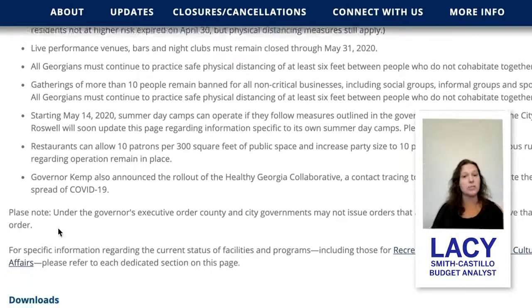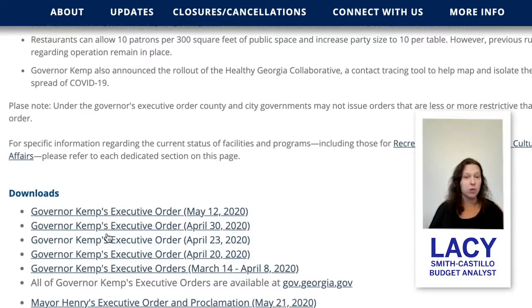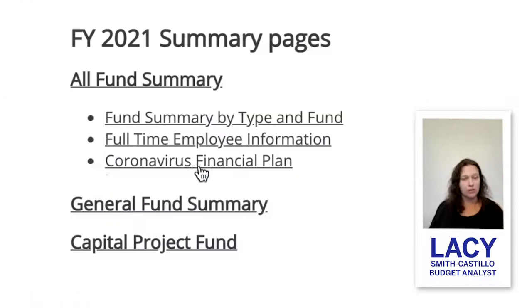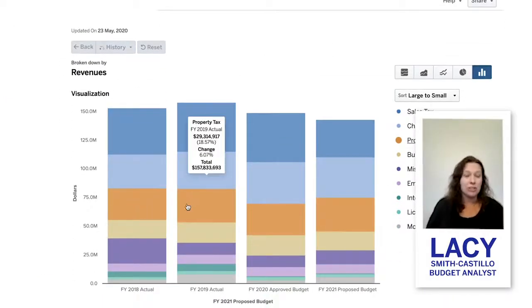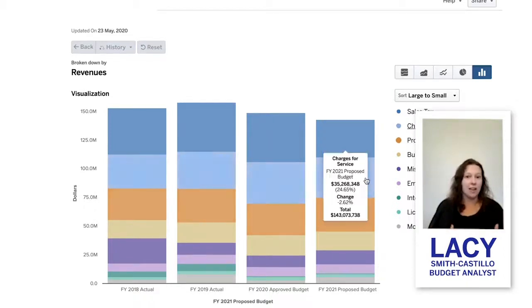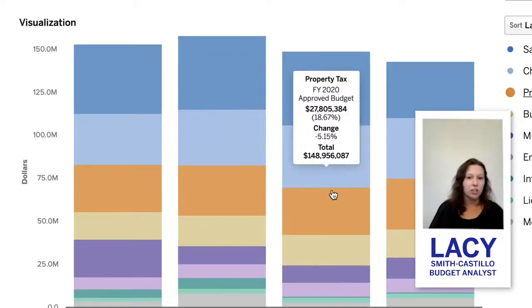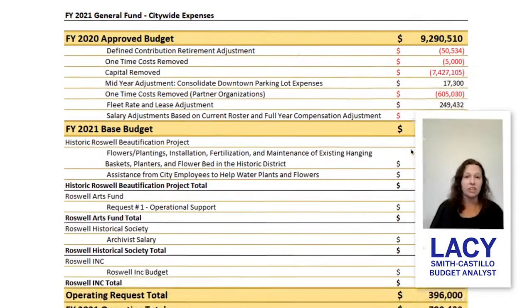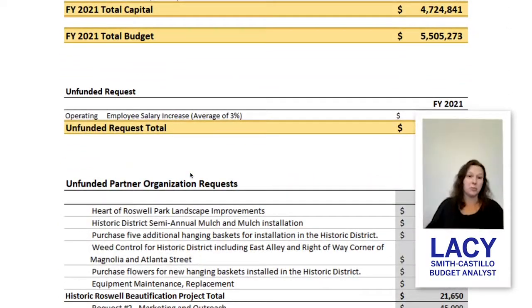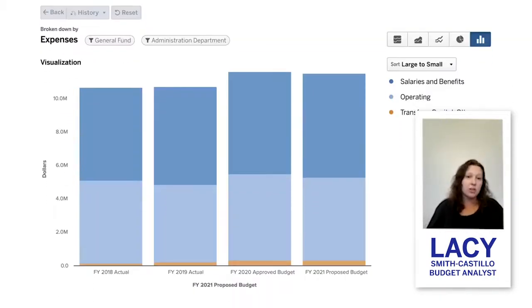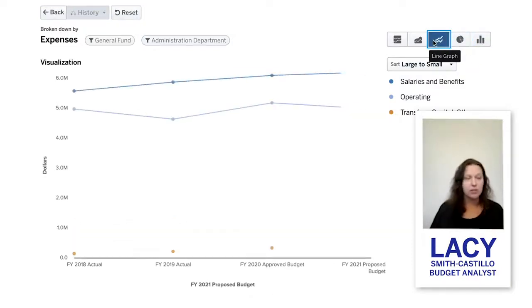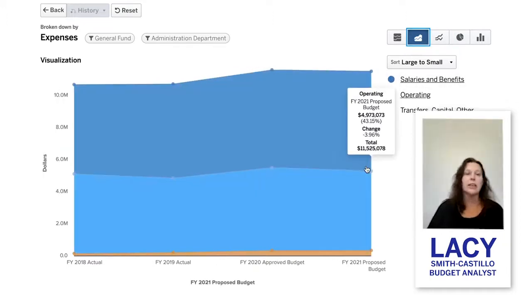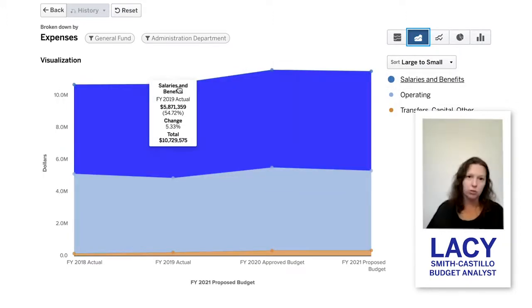We were almost at the point of having a proposed book. And then when COVID hit Georgia, we had to stop, reproject all of our revenues, and decide what we were going to fund, which really changed what our final proposed budget looked like. So within OpenGov, we were able to go in, make those changes of what would be funded and what would be unfunded, and it all flowed through to our story pages.